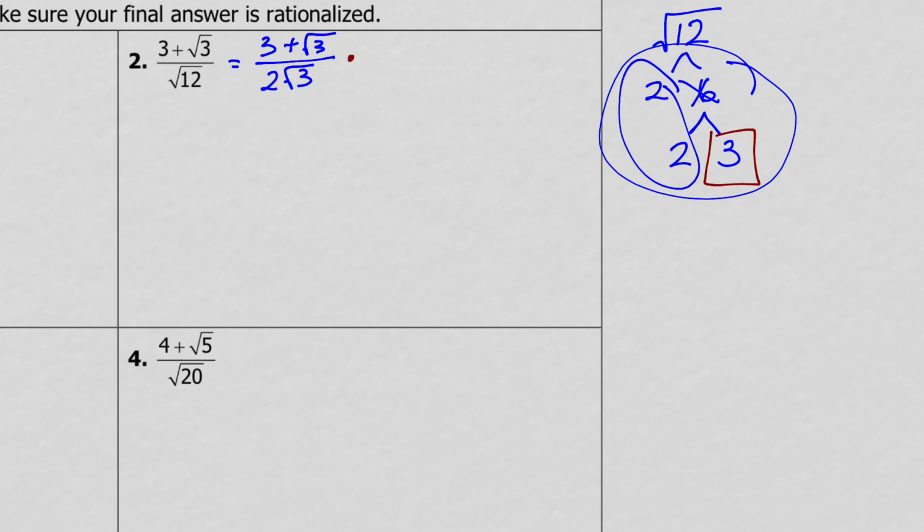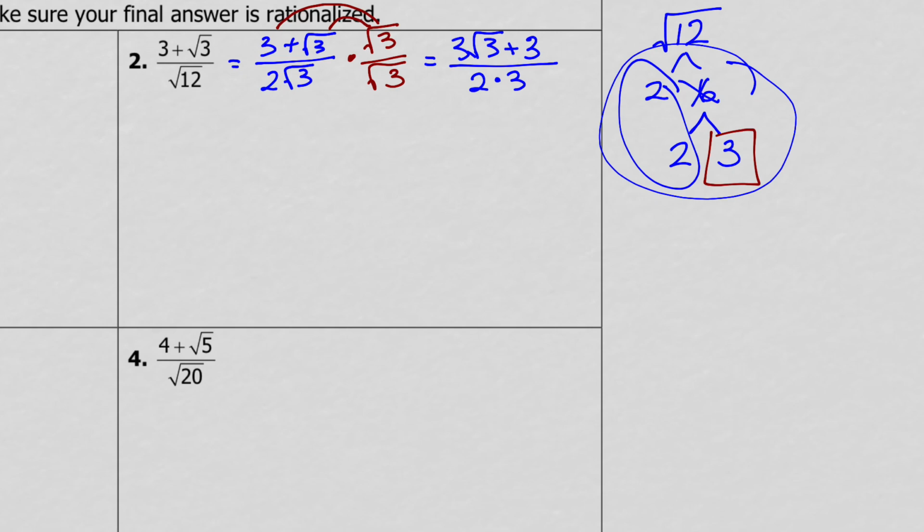So I'm going to multiply both the numerator and the denominator by square root of 3. Now, in the numerator, it has to multiply both terms. Okay? So I have 3 square root of 3 plus, and then I have square root of 3 times square root of 3, which is just 3. In the denominator, I still have the 2 out front, and I have square root of 3 times square root of 3, which is 3.